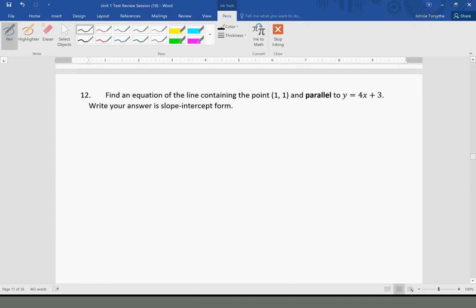Okay, so now find an equation of the line containing the point (1, 1), and it's parallel to the equation y equals 4x plus 3. And then write the answer in slope-intercept form. Okay, so we're given a point, but we need the slope. The way we're going to get the slope is based on this information here.